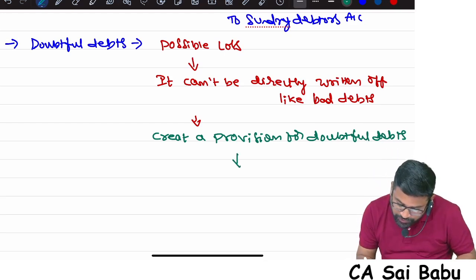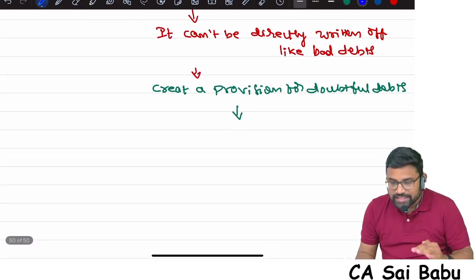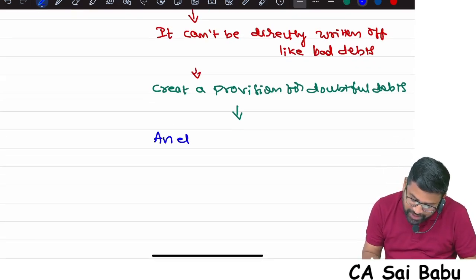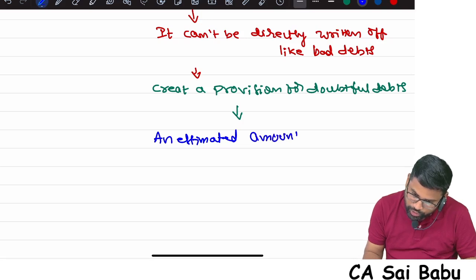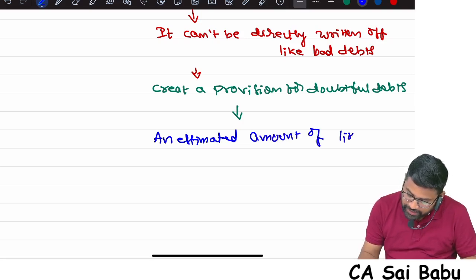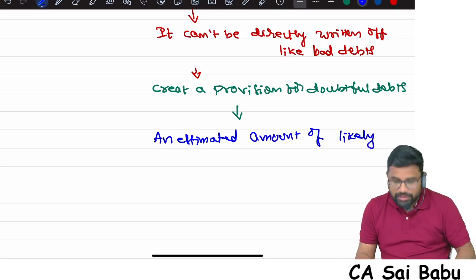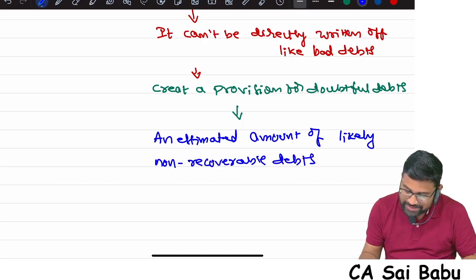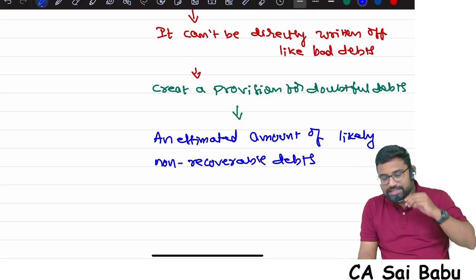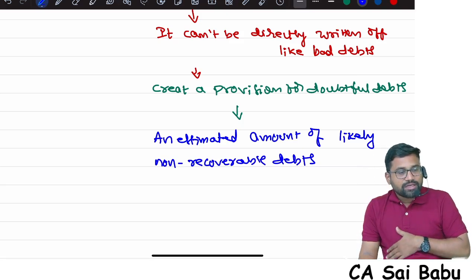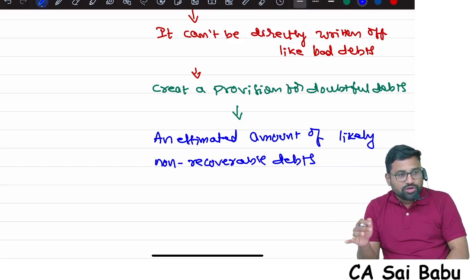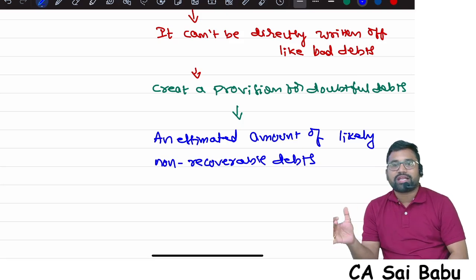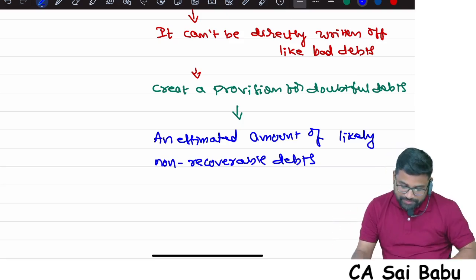What is this provision for doubtful debts? It is nothing but an estimated amount of likely non-recoverable receivables or non-recoverable debts. So these are non-recoverable debts, sir. For that, you create a provision. You estimate how much amount is not going to be collected. For that, you create a provision.